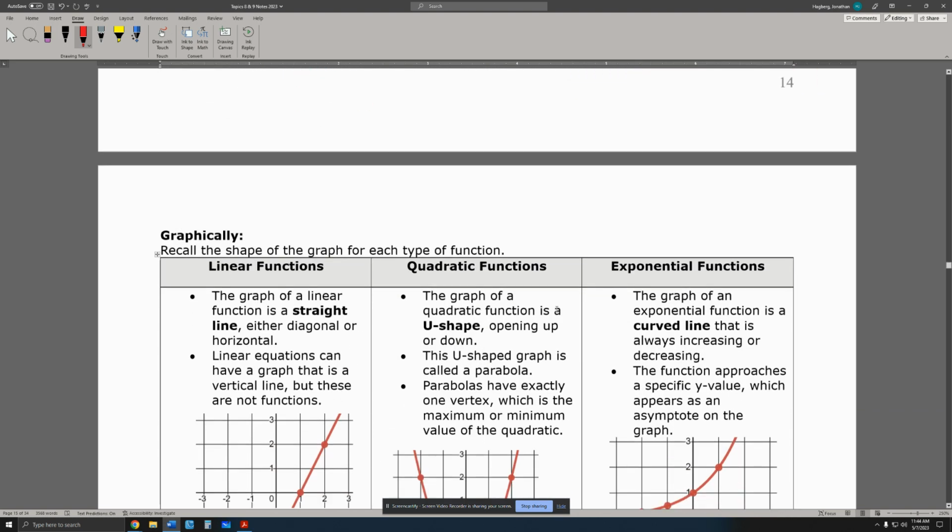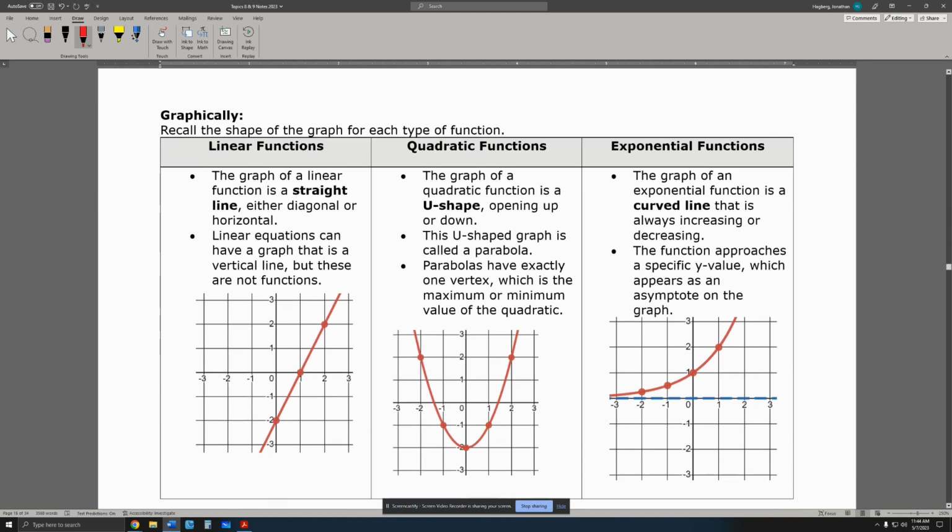All right, go ahead and flip the page. Now that we've talked about how to find the function type from a numerical data set or a table of values, let's talk about finding it graphically. So recall the shape of each graph for each of these functions. We'll start with linear. The graph of a linear function is just a straight line. Okay? It can be diagonal or horizontal. Remember, vertical lines are linear, but they are not functions. Linear equations can have a graph that's a vertical line, but again, these are not functions.